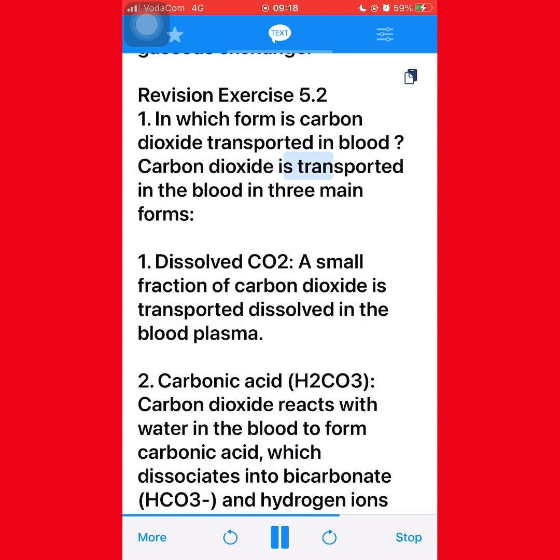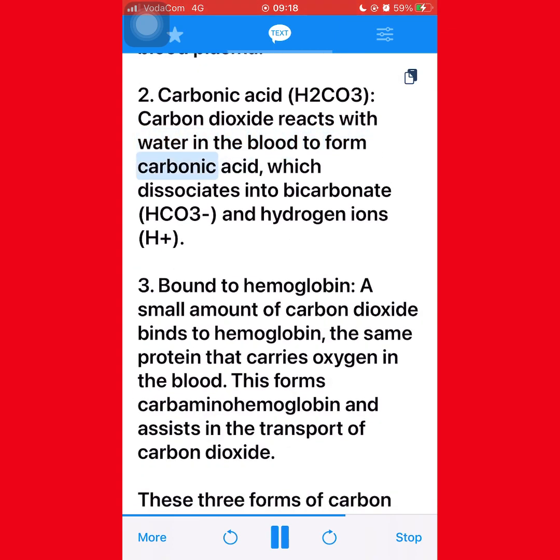Carbon dioxide is transported in the blood in 3 main forms. 1. Dissolved CO2. A small fraction of carbon dioxide is transported dissolved in the blood plasma. 2. Carbonic acid, H2CO3. Carbon dioxide reacts with water in the blood to form carbonic acid, which dissociates into bicarbonate, HCO3⁻, and hydrogen ions, H⁺.